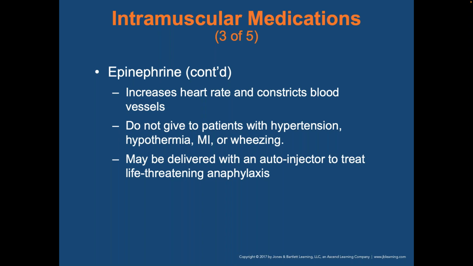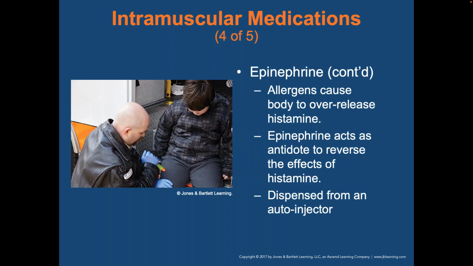If we have respiratory compromise, wheezing, hypotension, low blood pressure, these are the patients that need epinephrine and need it quickly, right? That's going to be our indications for it. Allergens cause a body to over-release histamine, right? So it's used to treat that. Insect venom or other allergens cause the body to over-release histamine.